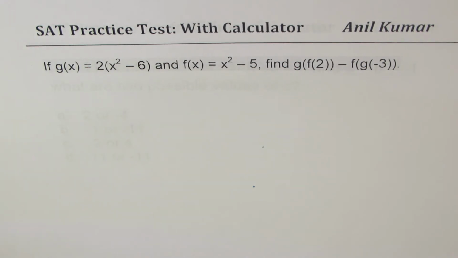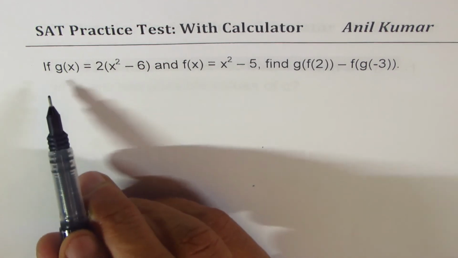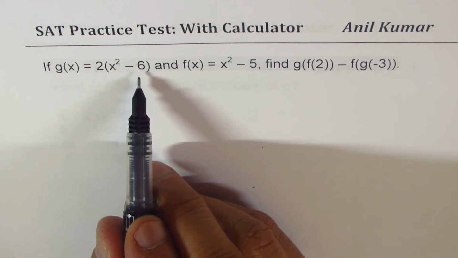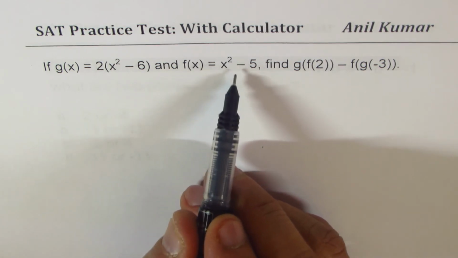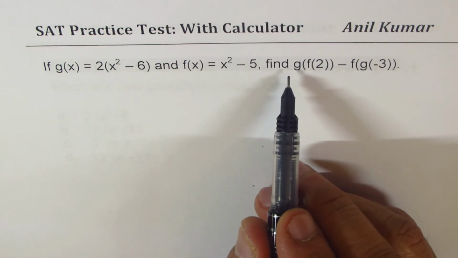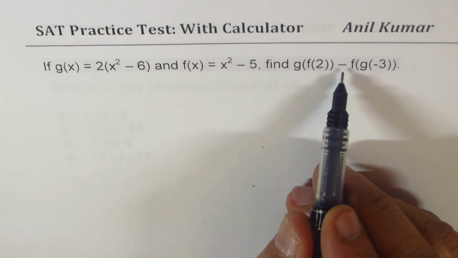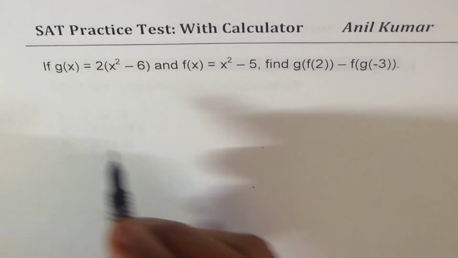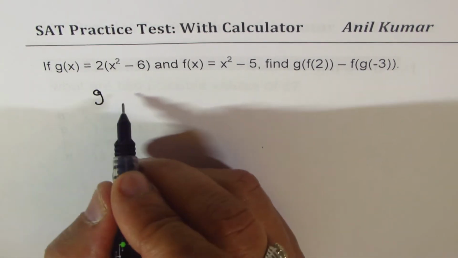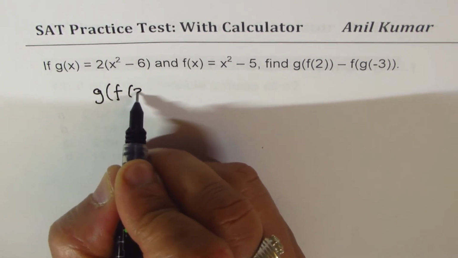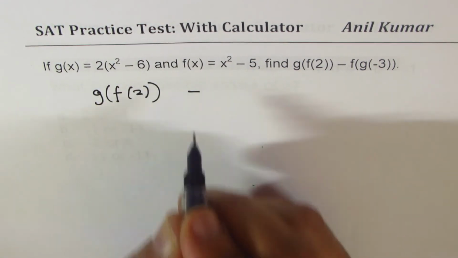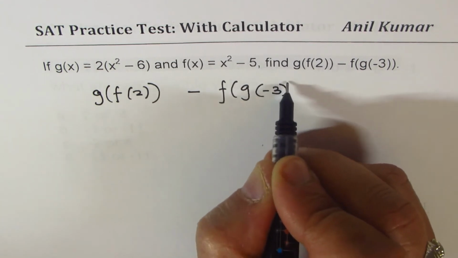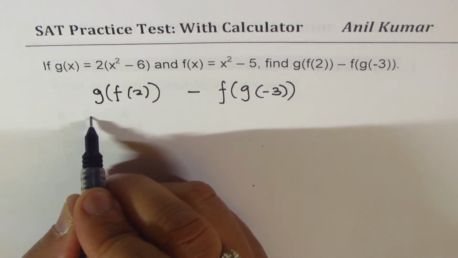The next question here is composite functions. If g of x is equal to 2 times x square minus 6 and f of x equals x square minus 5, find g of f of 2 minus f of g of minus 3. Okay, so we need to find these two things. So let's work this out. g of f of 2 minus f of g of minus 3. You have to always start from the inside function, right?